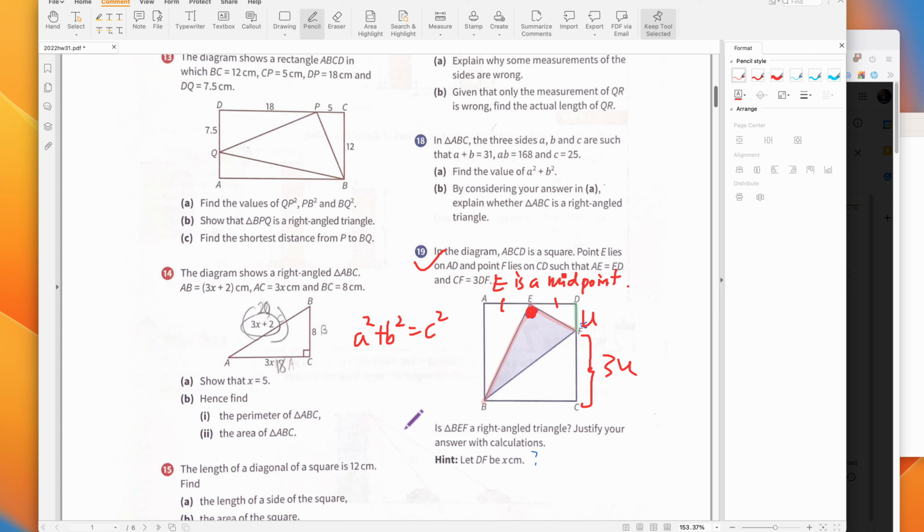So if you are not given any value, you can try to get the value. If this is u, then this is 3u, total is how many u? 4u. They say this is a square, so that means this is also 4u. Then this is also 4u, then the above one is also 4u. If the above one is 4u, and E is the midpoint, how many u here?